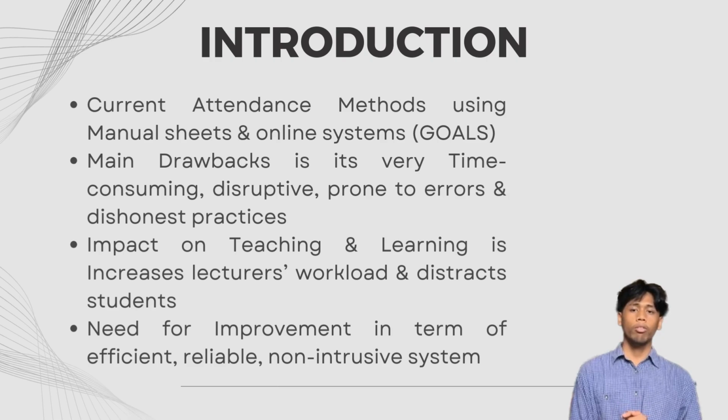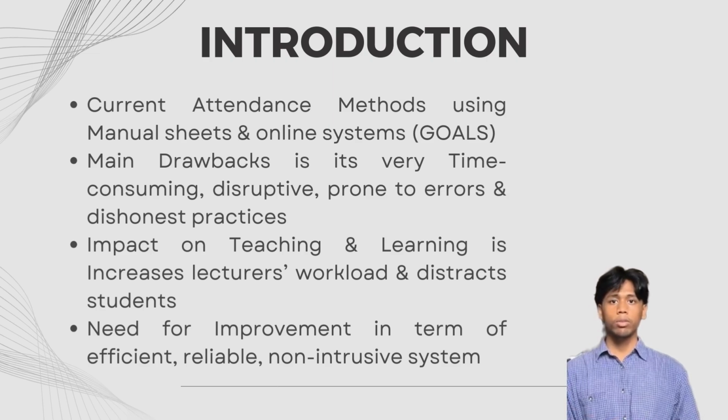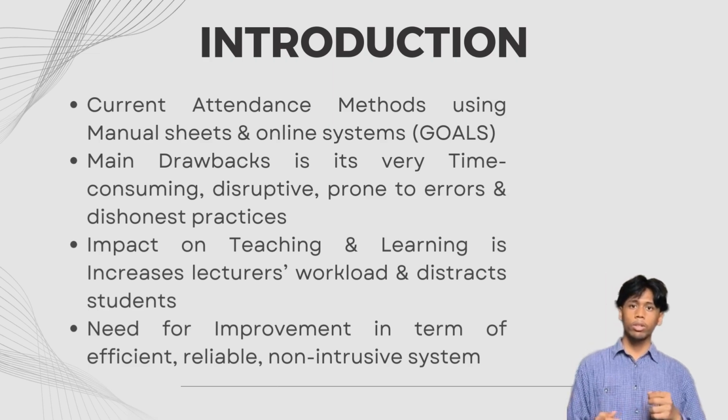The need for improvement: an efficient, reliable and non-intrusive system. There is a clear need for a more efficient and reliable system. The improved system should record attendance accurately without disrupting the lecture, reduce opportunity for dishonesty and minimize reliance on students' devices or internet. By doing this, we can streamline the attendance process, reduce lecturers' workload and help students stay focused.